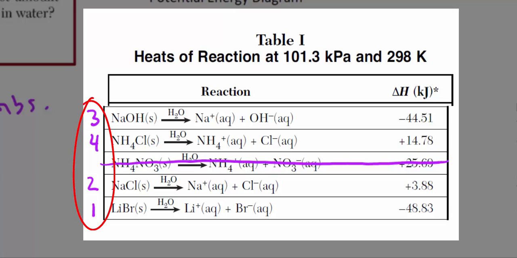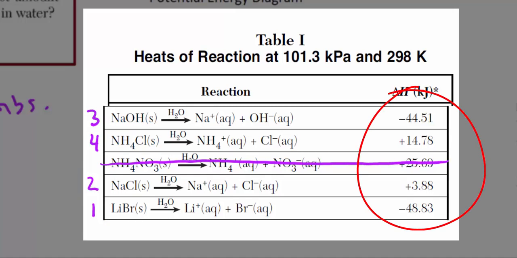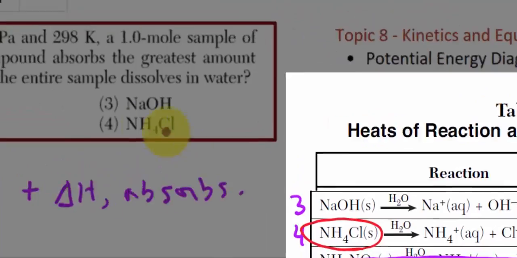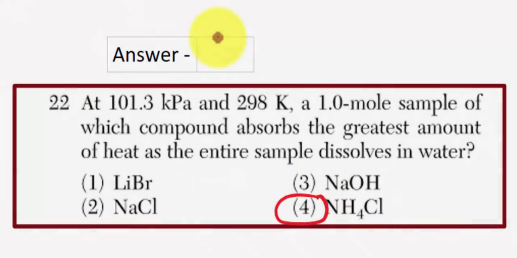Since we're looking for the one that will absorb the greatest amount of heat, we need one that has a positive delta H value. So as we look over the delta H values provided on table I, the most positive one we see is right here, positive 14.78. That's associated with the ammonium chloride. Ammonium chloride will be our answer.